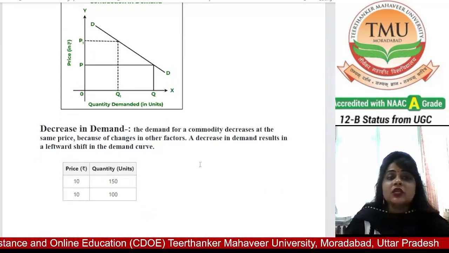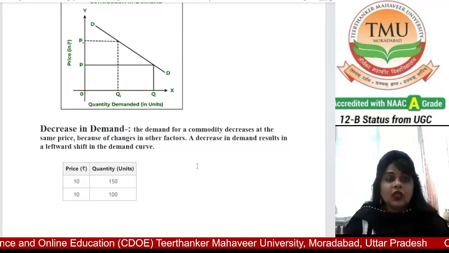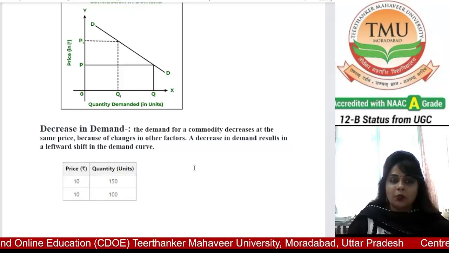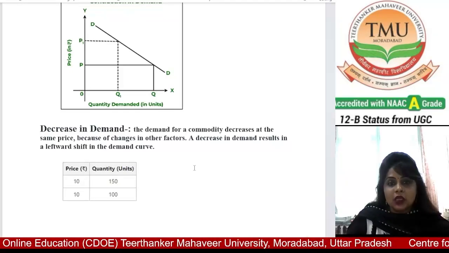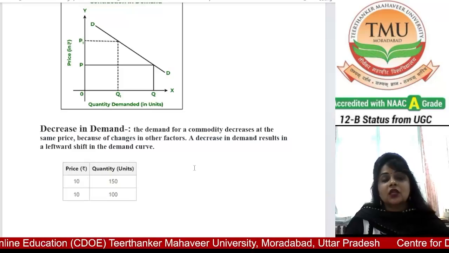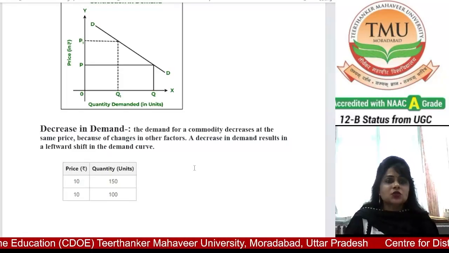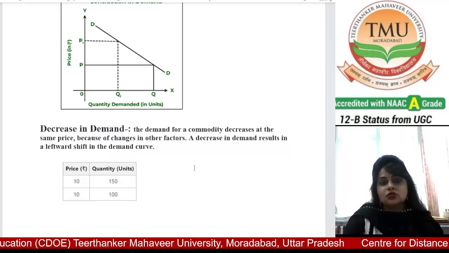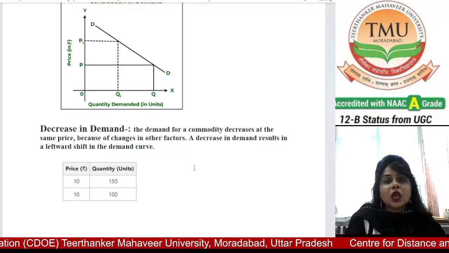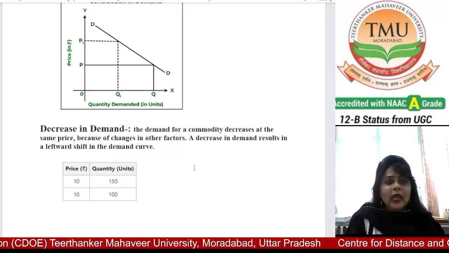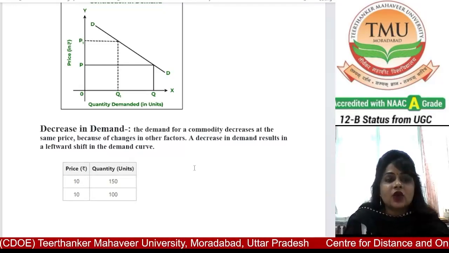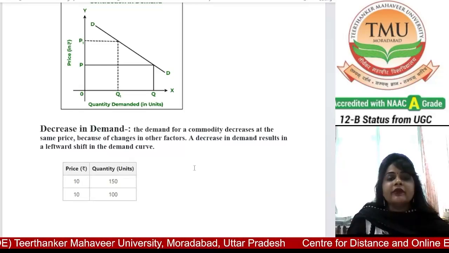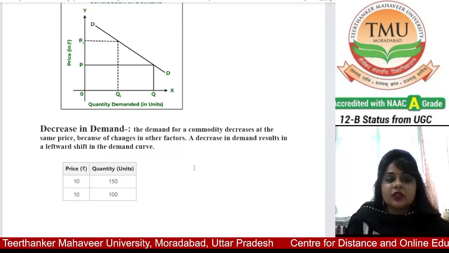Now we discuss what is decrease in demand. When there is a fall in the quantity demanded of a commodity because of any factor other than the price of the commodity, it is known as decrease in demand. In simple words, as it is also written here, the demand for a commodity decreases at the same price because of changes in other factors. A decrease in demand results in a leftward shift in the demand curve.